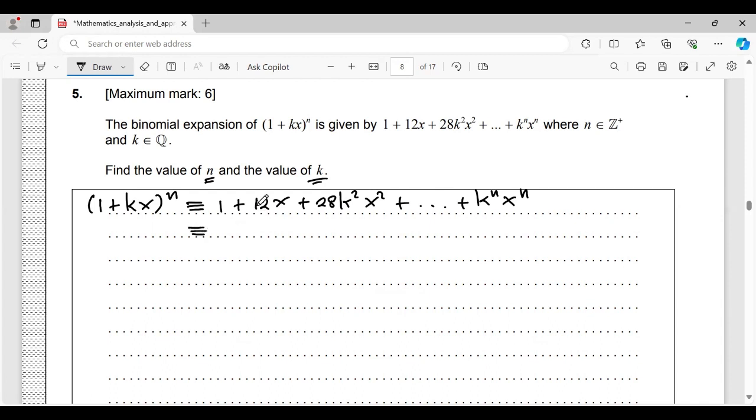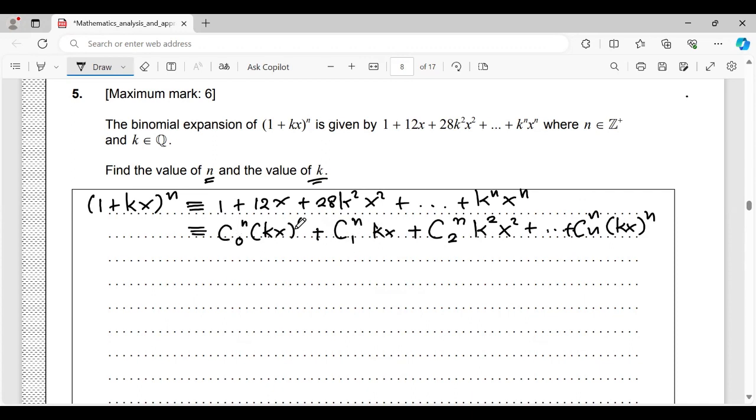According to the rule of expansion, if we expand this expression, it becomes combination 0 n of kx power 0, plus combination 1 n of kx power 1, and then combination 2 n of kx squared, so it becomes k squared x squared, plus and so on until plus combination n n of kx power n.